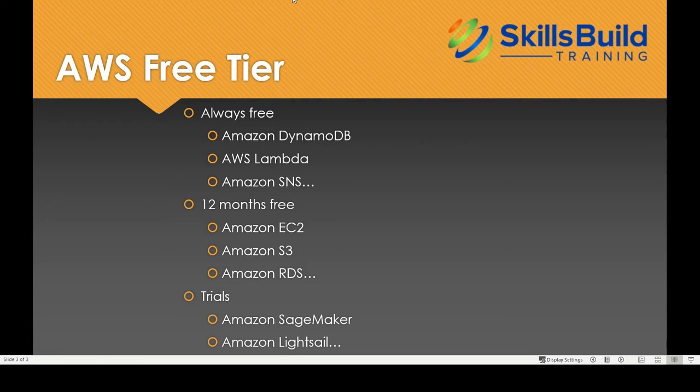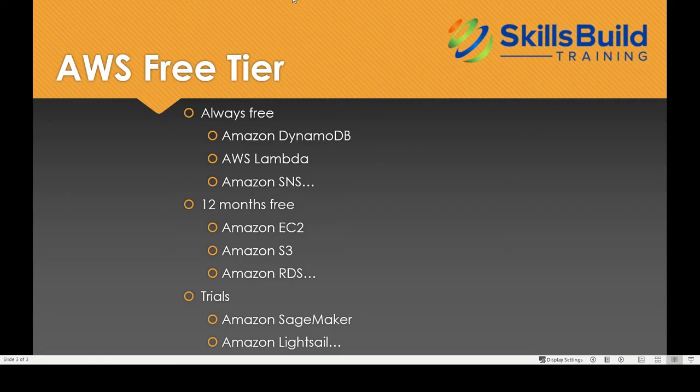Examples of these services would be Amazon DynamoDB, AWS Lambda, Amazon SNS, and CloudWatch, to name the few most popular. Next, we have 12-month AWS services. These free tier offers are only available to new AWS customers and are available for 12 months following your AWS sign-up date. When your 12 months free usage term expires, or if your application use exceeds the tiers, you simply pay standard pay-as-you-go service rates.